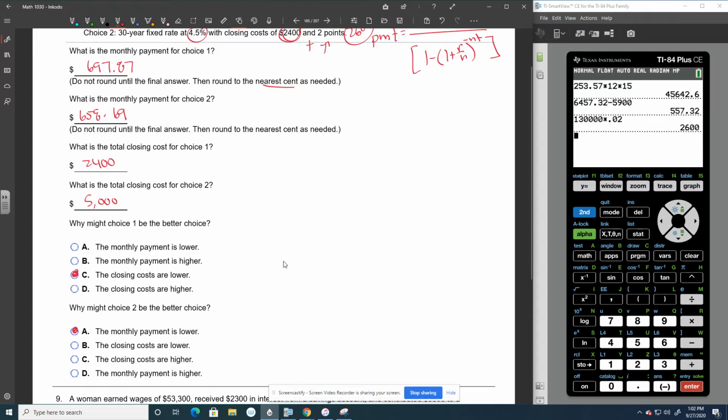You're paying $40 a month less, but you're paying $40 less every month for 30 years. So you're paying $14,000 less in the long run because your monthly payment's a little bit cheaper.